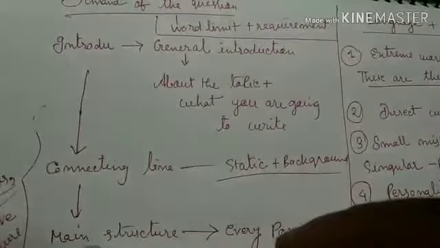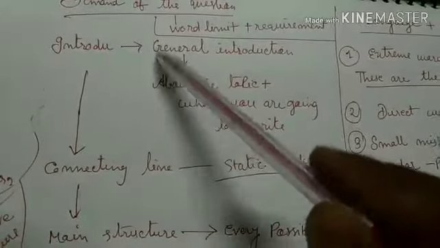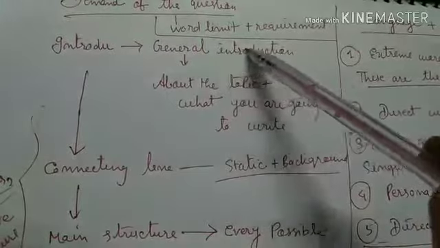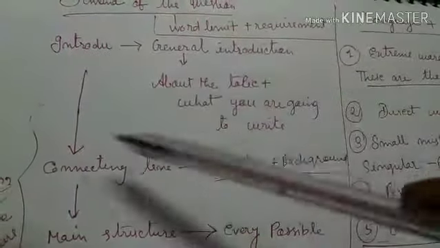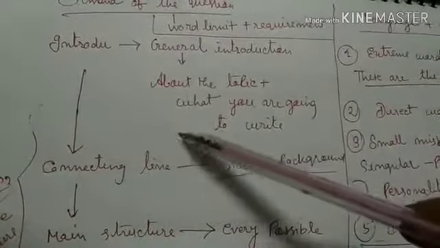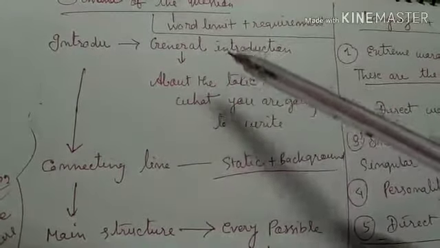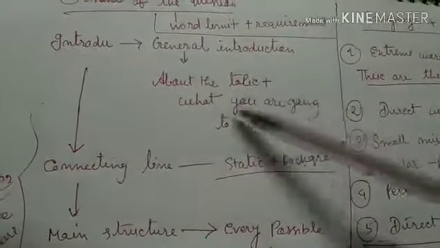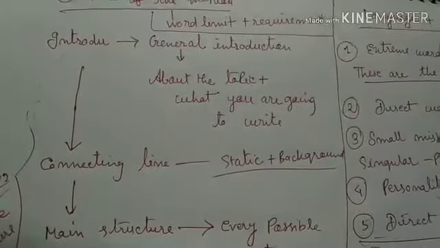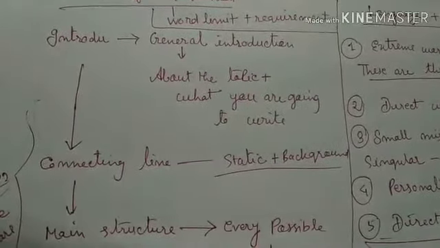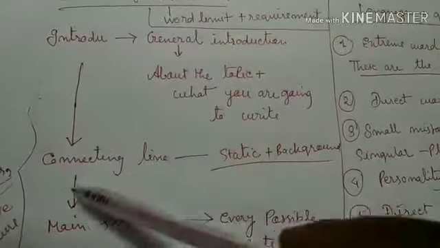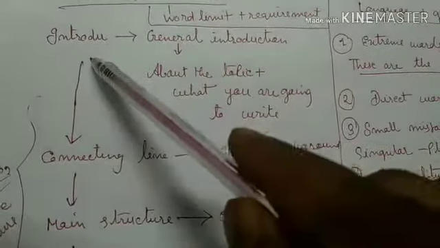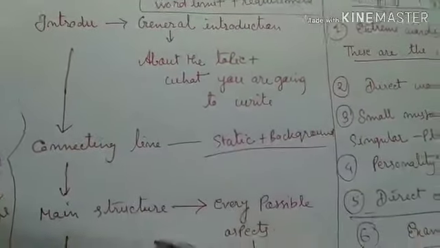Then coming to the structure, there should be an introduction. It should be a general introduction, consisting of 2 or 3 lines. One line about the topic, so the examiner should know what the topic is. It will give you familiarity with the topic, and then a brief line on what you are going to write. This is the introduction.